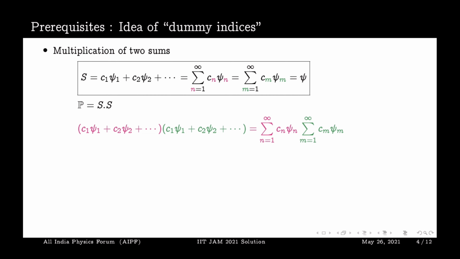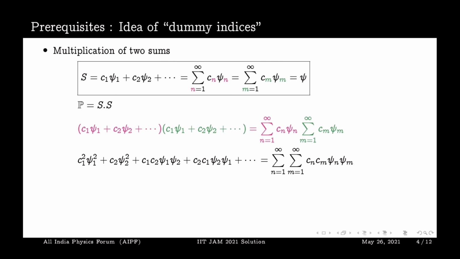So calculate the left hand side and you can do this easily, and you will find the terms c1 square psi 1 square plus c2 square psi 2 square plus c1 c2 psi 1 psi 2. So this cross term will appear, c1 c2, c2 c1. That will not be obvious on the right hand side if you don't use two separate indices for doing the product. Okay, original problem. While calculating the measurable quantity, one can proceed as follows.